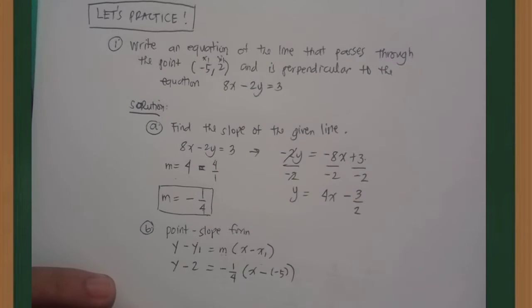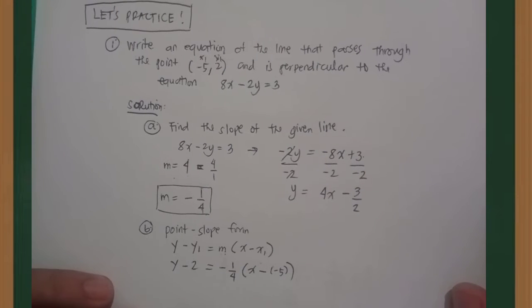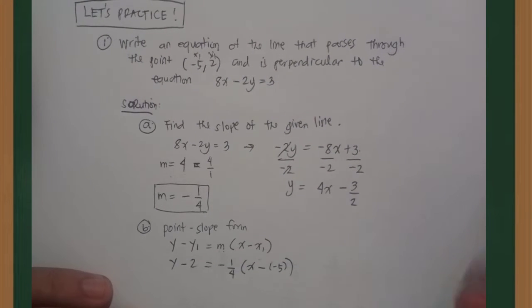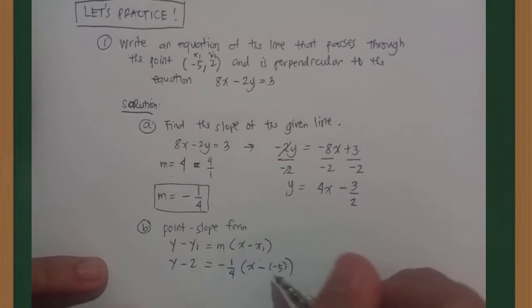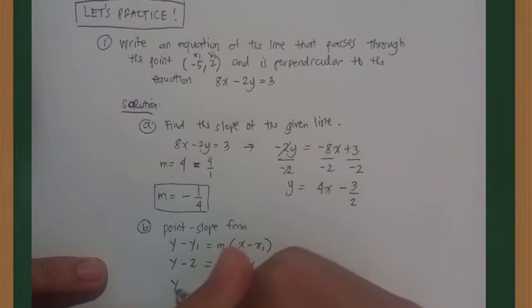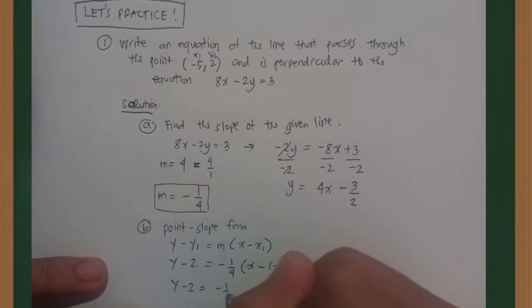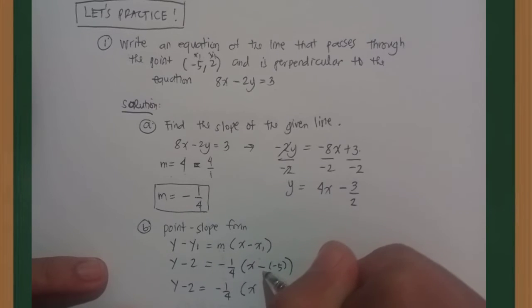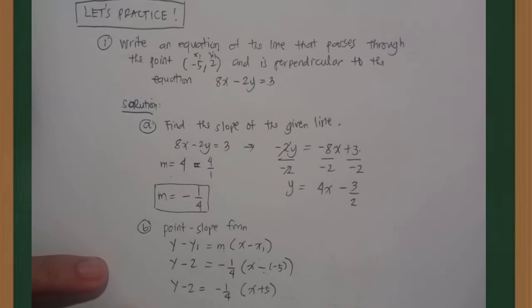So please be careful with the sign. After this, we distribute. Simplify: y minus 2 equals negative 1/4 times x, then negative times negative 5, the answer is positive 5. Okay? I hope that's clear.